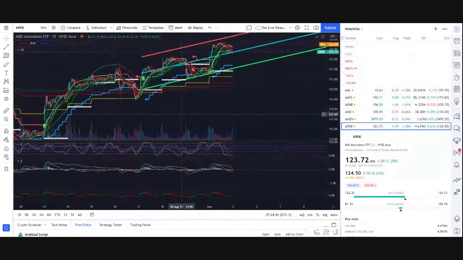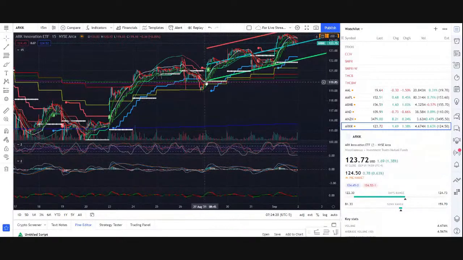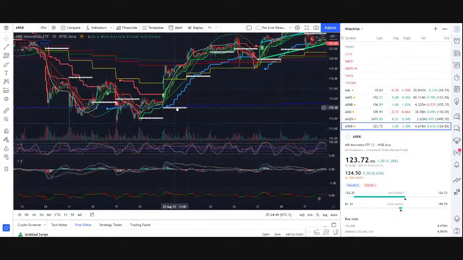Some other great entry points on this would have been right here because we broke through all these strong resistances. They came back, we tested for support and it held. This would have been a good entry right here. Also, if I was swinging, I would have probably entered right on this day. Or back here. Like I said, there's lots of different ways to play this.